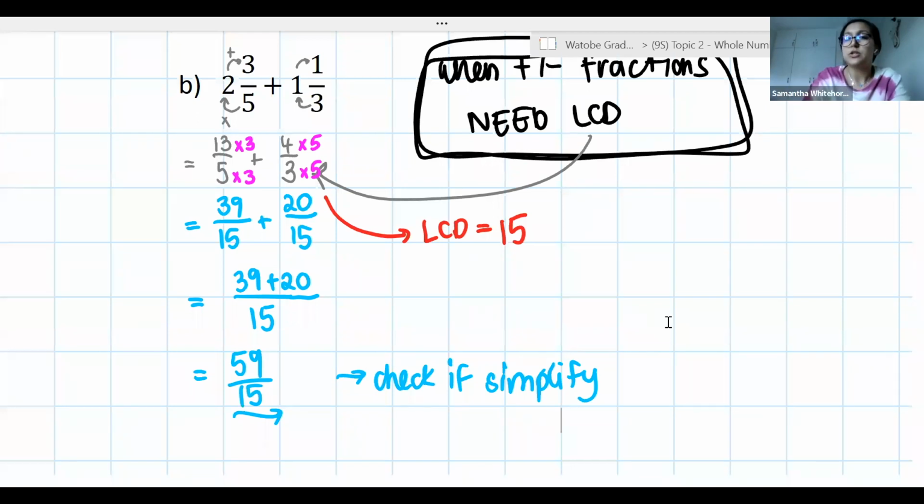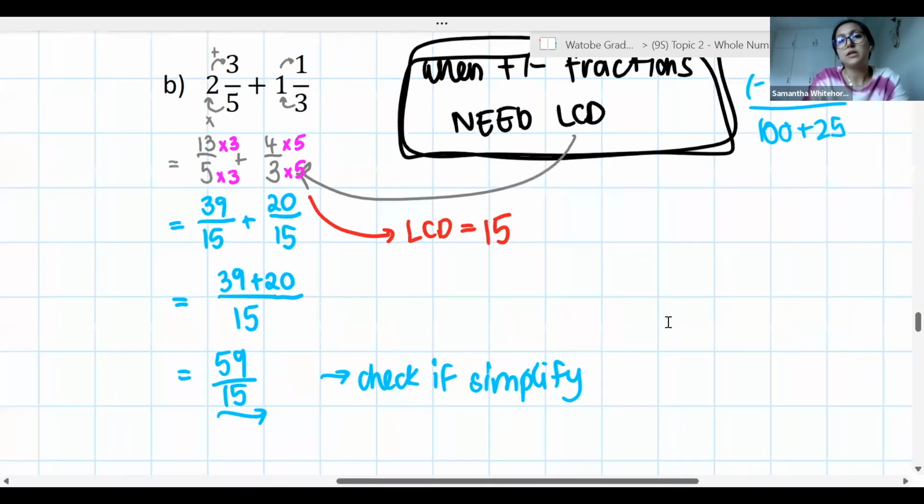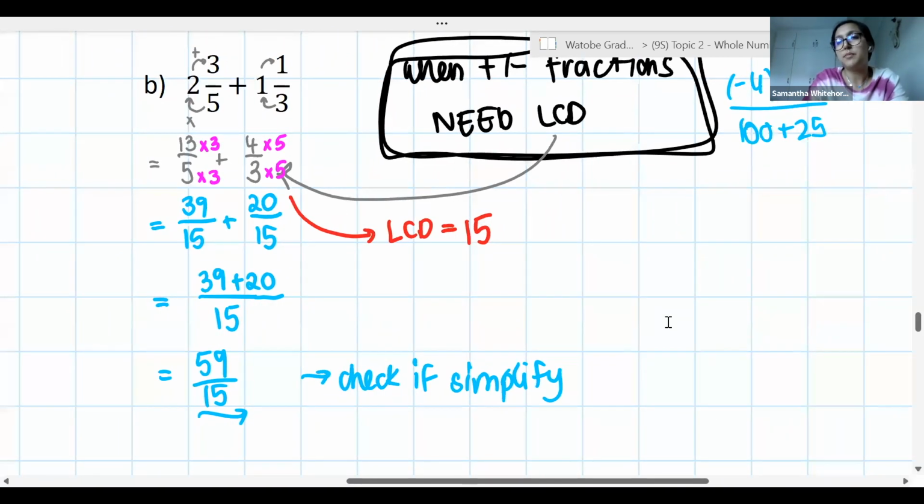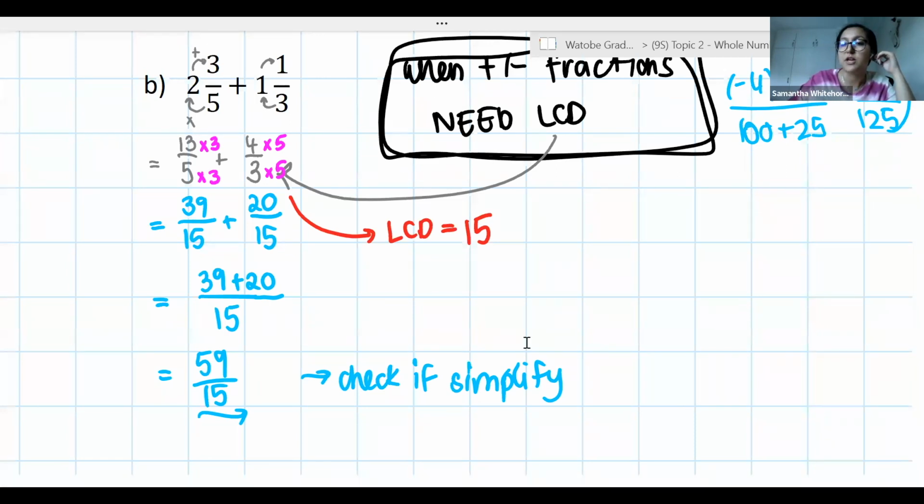Hope, I see your question. So you've got -4 times -7 over 100 plus 25. Basically, what we do in a situation like that is we simplify the top. So -4 times -7 is positive 28. We simplify the bottom, 125, and then we check if that fraction can simplify. Just like I've said over here, always check if your fraction can simplify.